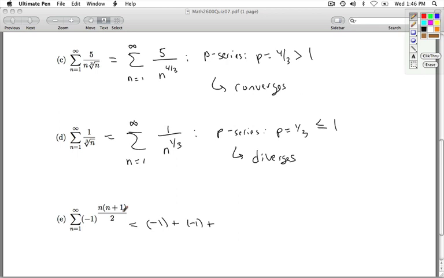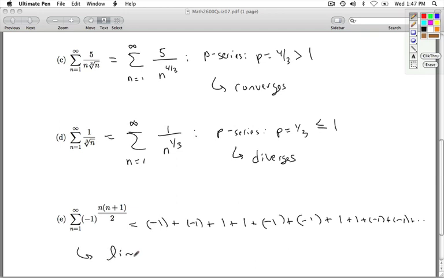Plug in n equals 3. 3 times 4 over 2 is 6. Plug in 4. 4 times 5 over 2 is 10. Plug in 5. 5 times 6 over 2 is 15. Plug in 6. 6 times 7 over 2 is 21. Plug in 8. 8 times 9 over 2 is 36. So we get this pattern.